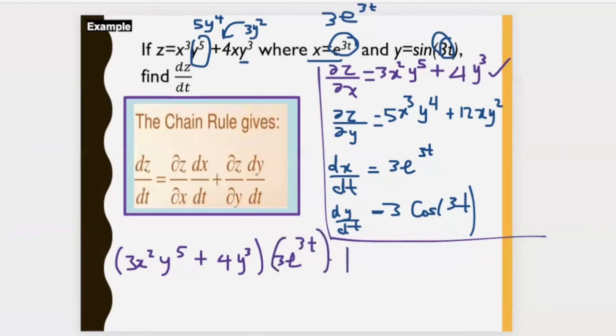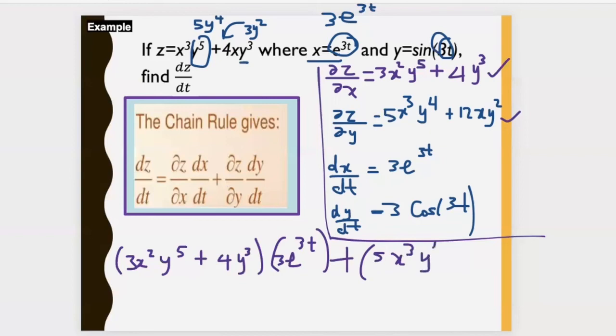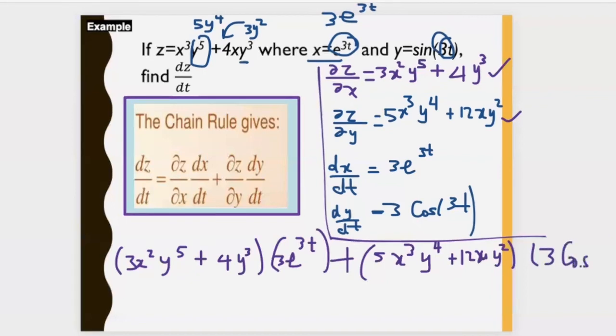Following that, I will have the partial derivative of z with respect to y. So this is the next one that I'll write. So I'll have 5x cubed y to the 4th plus 12xy squared times the derivative of y with respect to t. I will have 3 cos 3t.